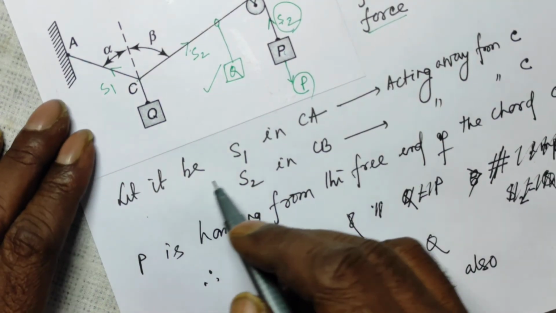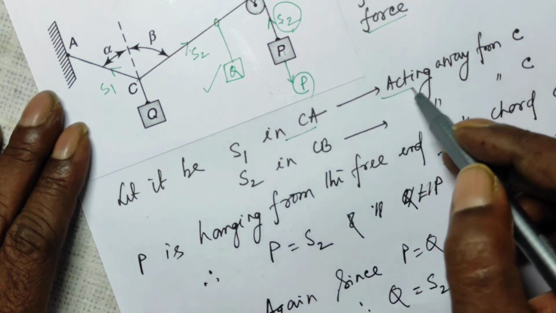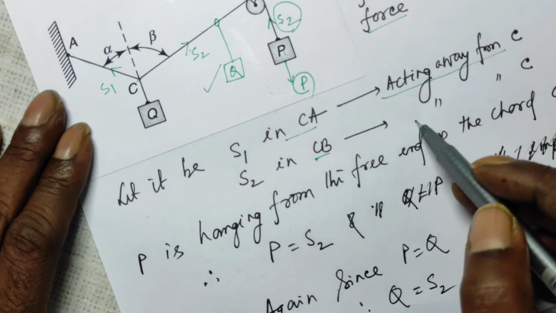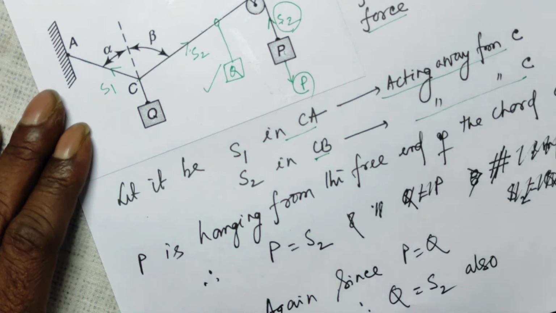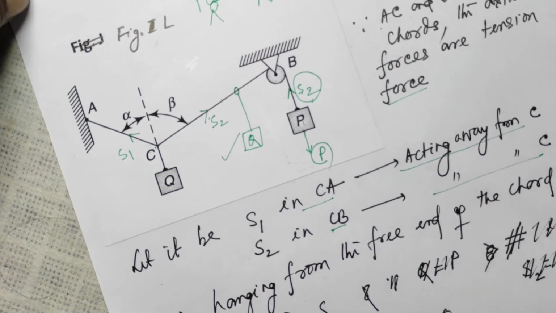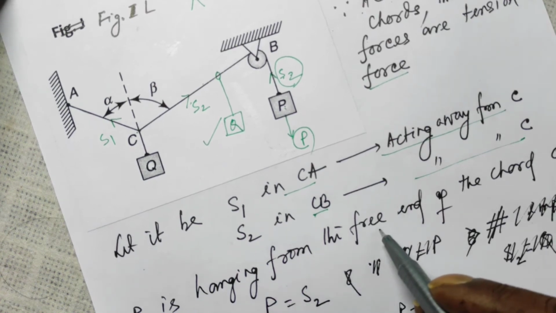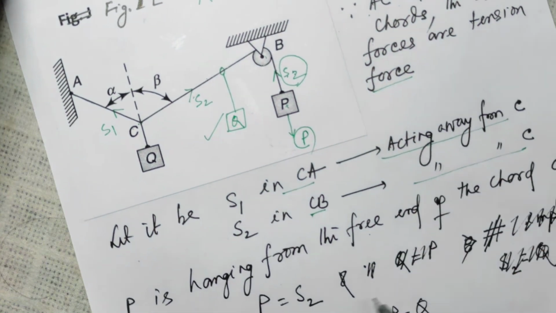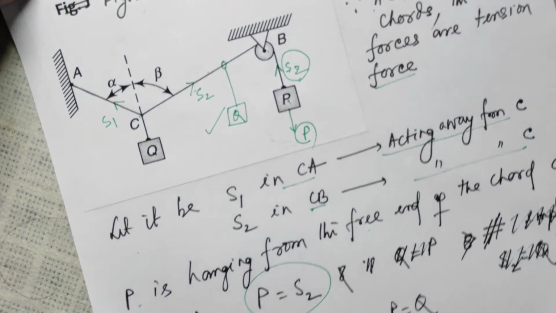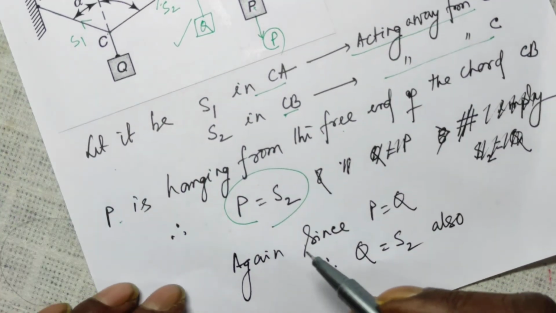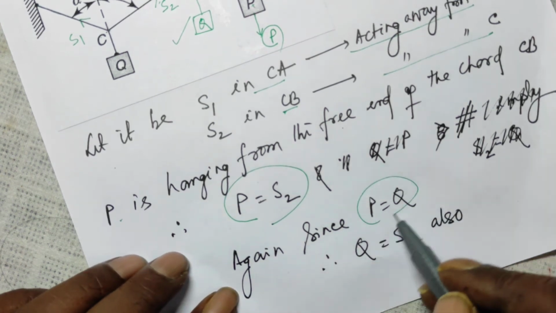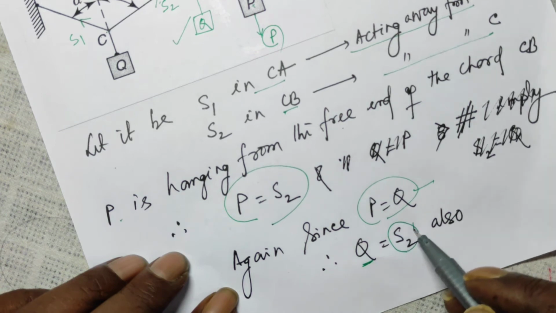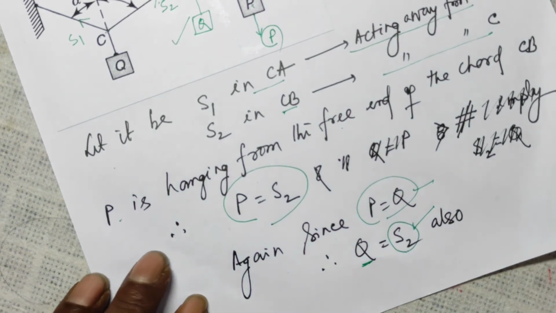So let it be S1 in the cord CA acting away from the point C, and S2 in CB acting away from the point C. And P is hanging from the free end. The load P is hanging from the free end. Therefore, S2 is equal to P. And again, since P is equal to Q, as given, Q is also numerically equal to your S2, right?